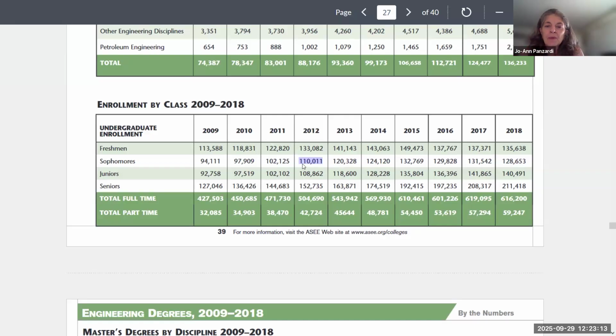Okay, then what happens? These sophomores go to junior year, and all of a sudden now we have 8 more thousand. Why? Well, why are there now more students?